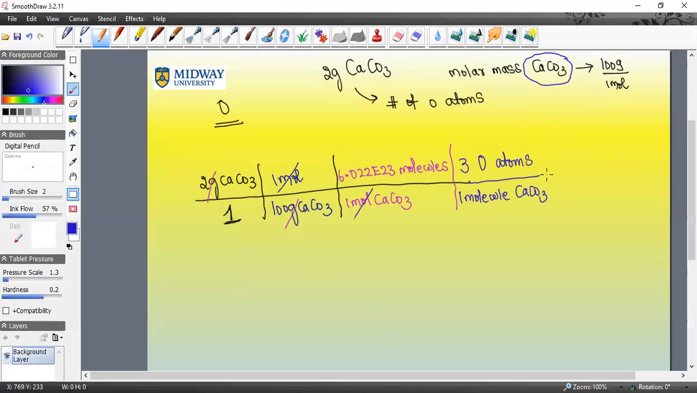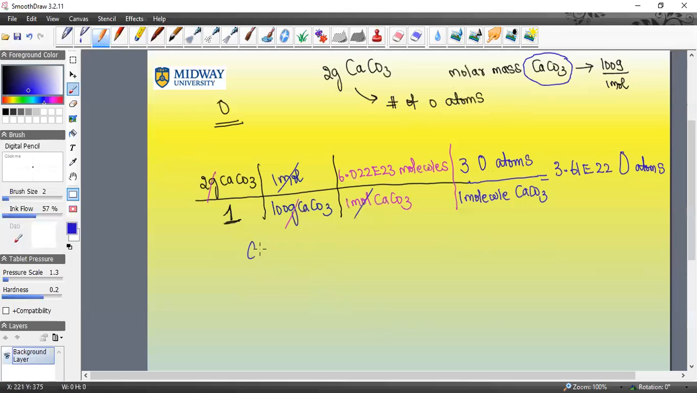So that will be 2 divided by 100 times 6.022 e to the 23rd times 3. So 3.61 e to the 22 atoms, oxygen atoms. Okay, right? That's how we do it.